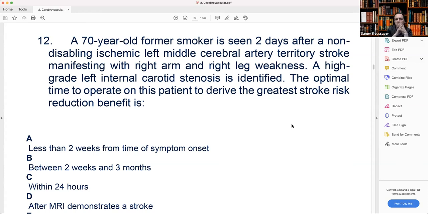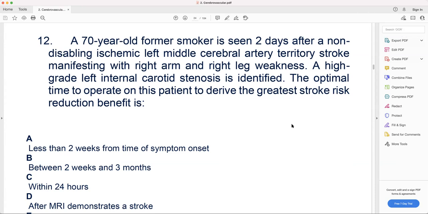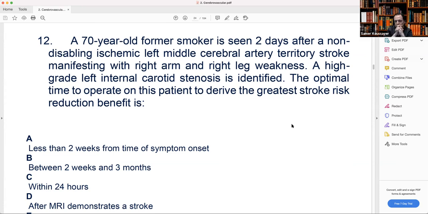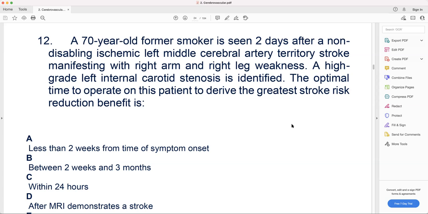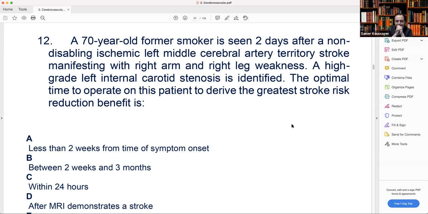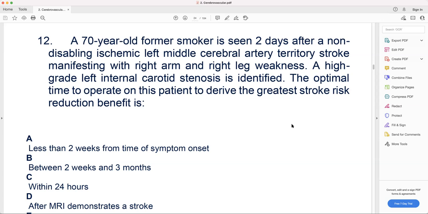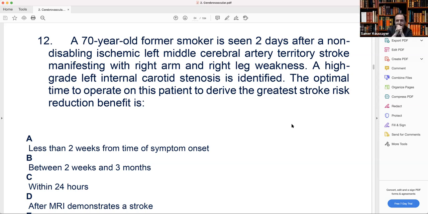Before we go, this patient is symptomatic and he has high-grade stenosis. So he has symptomatic high-grade internal carotid stenosis. They want to know what the best time is to do surgery. If you remember the guidelines, how many weeks? What I know is less than 2 weeks. Yeah, that's correct. Less than 2 weeks.